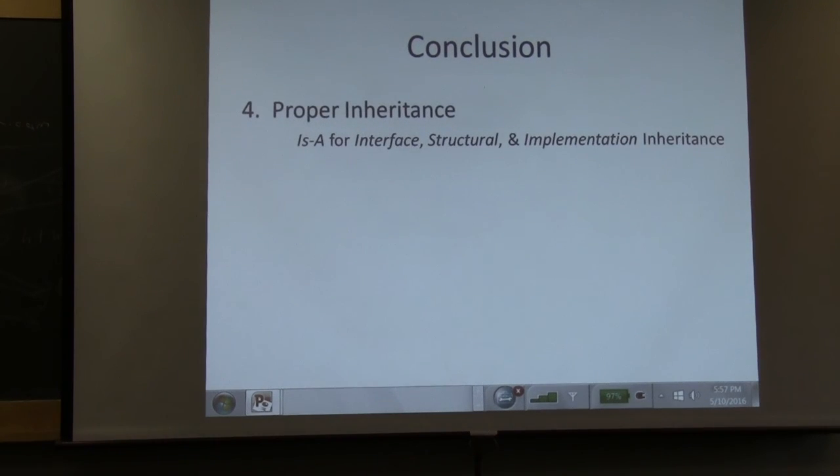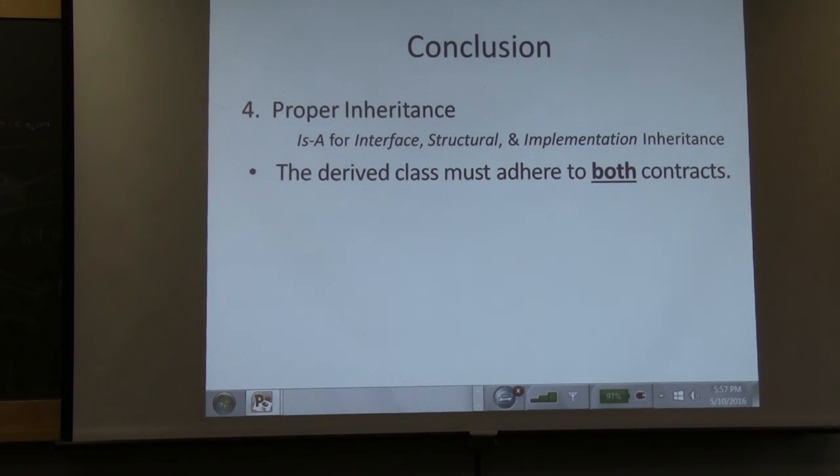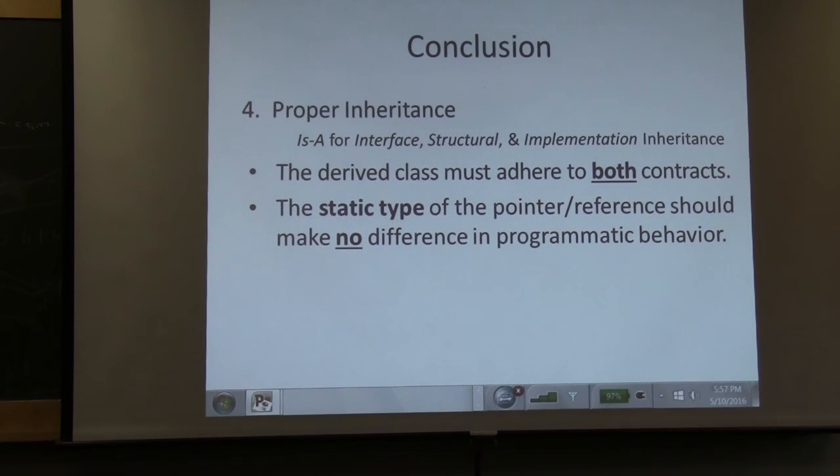Okay. And finally, proper inheritance. We just went through it. The derived class must adhere to both contracts, except for that thing I'm not going to mention again, which is that there are two adults talking in the room, and they say, okay, we agree, and then the judge says, do it. Okay, the static type of a pointer or reference should make no difference in programmatic behavior. And that's what your question was.